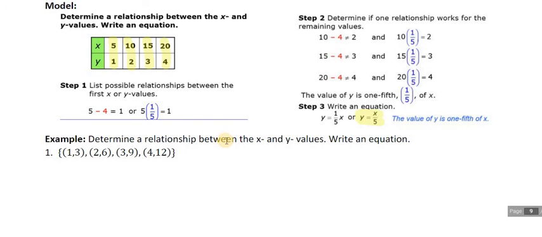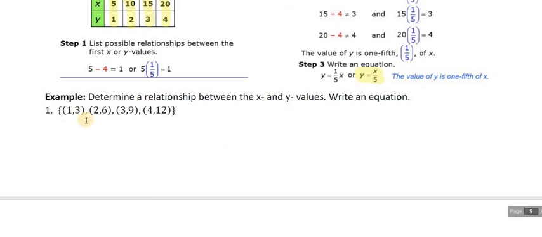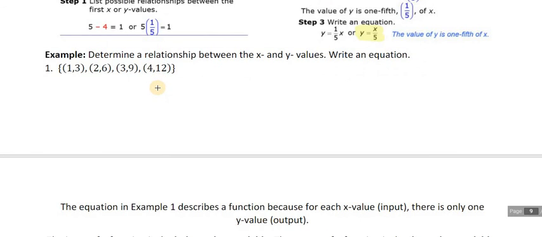So what do we have to do to x in order to find y? So we've got an ordered pair 1, 3, an ordered pair 2, 6, an ordered pair 3, 9, and an ordered pair 4, 12. So let's first check to see if I can add or subtract the same number from x to get y. So in the first ordered pair, to go from x to y, it was add 2, right? Because 1 plus 2 is 3.